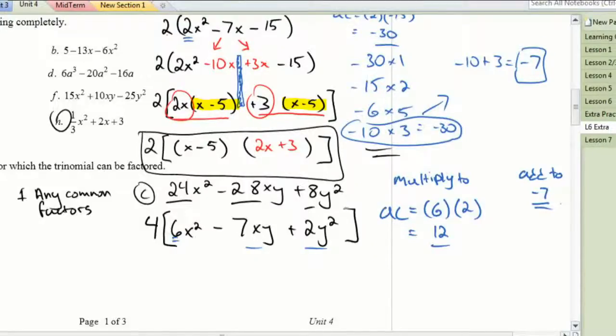All right, so factors of 12, 6 and 2, 4 and 3. So I'm going to have -4 times -3 gives me positive 12. 2 negatives gives me a positive.